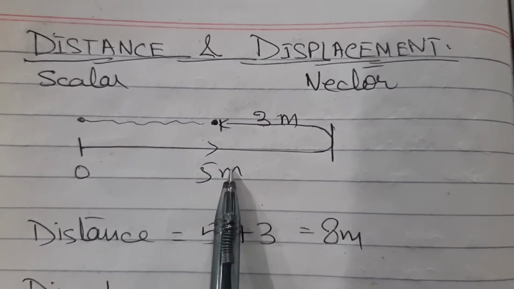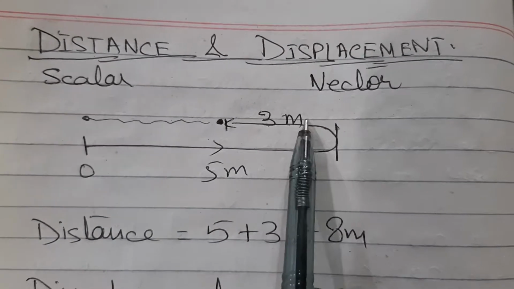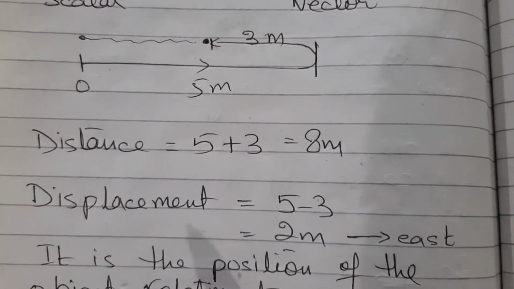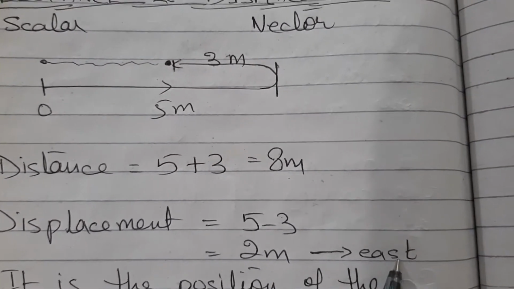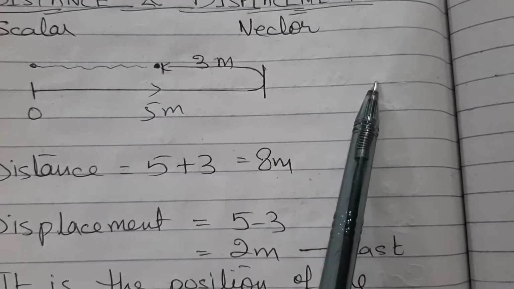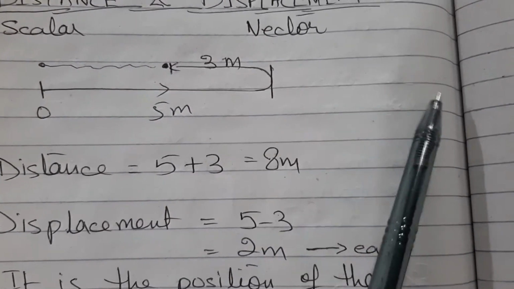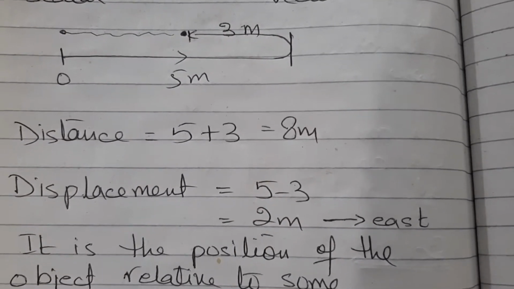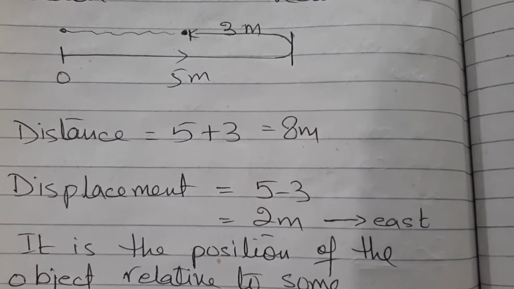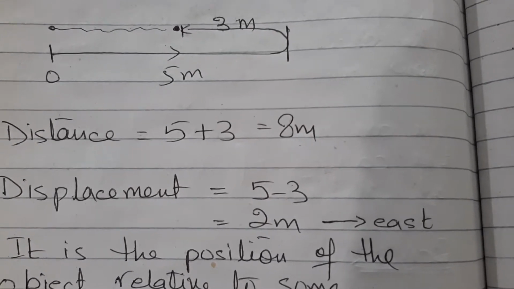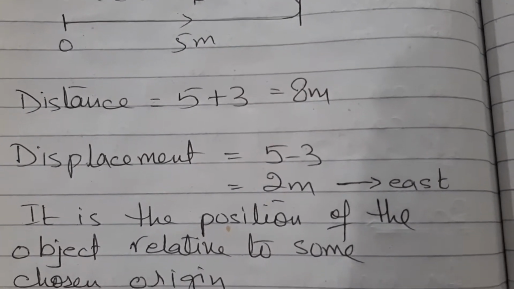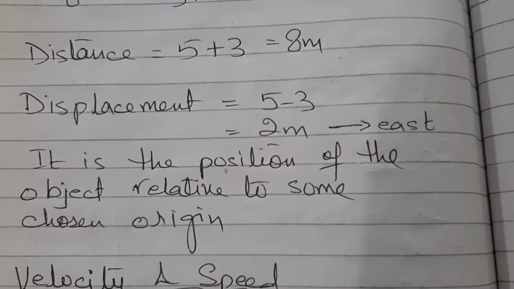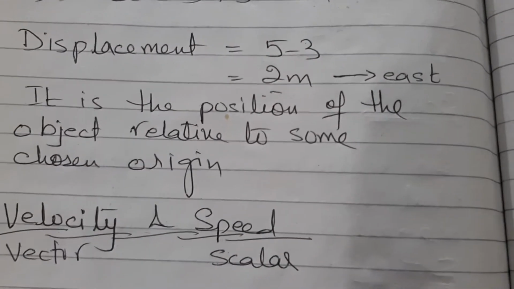So how will you calculate it? The total is 5 and the backward movement is 3. So 5 minus 3 is 2 meters. And you will tell in which direction? East. I am talking about east. East is this direction. You can also say right hand side or left hand side with respect to the origin. This is up to you how you describe the direction. So basically you are saying it is the position of the object relative to some origin. With reference to that point you say in which direction and how far it is.